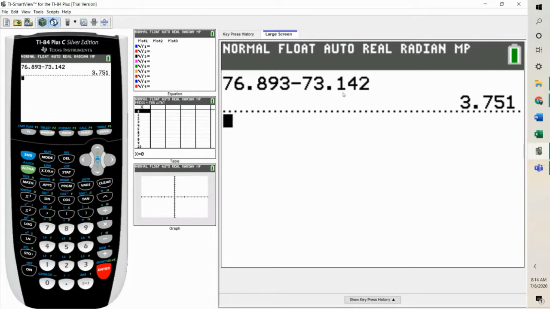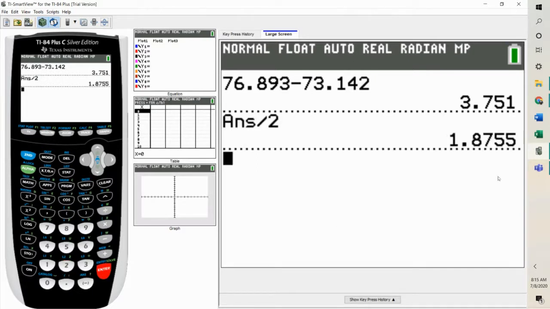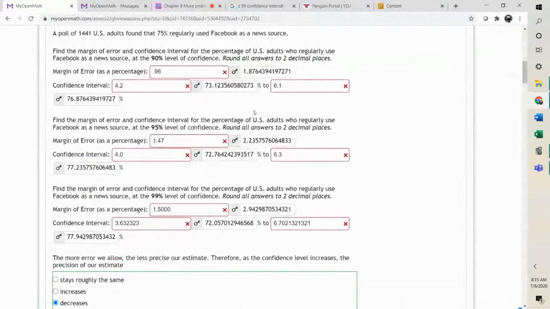Now what you have to remember is this tells you the distance. It tells you how wide it is. The margin of error is, if you had the middle part, it tells you how much it went each way. And that's why we take that value and we divide by 2. And so it goes back and forth 1.88. They had 1.88.